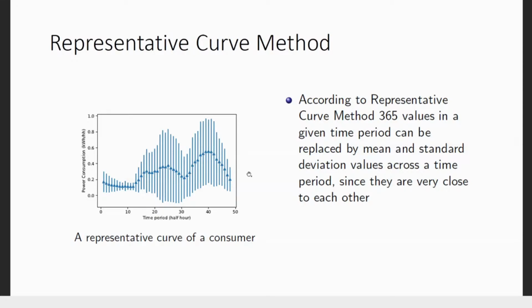That is possible. Okay. So that's what I've written here, that according to the representative curve method, the 365 values in the given time period can be replaced by either a mean or a standard deviation across a time period, since they are very close to each other. So what you may eventually find is that rather than showing these big lines for each customer, you can show it as a representative curve using these triangular dots that will signify the representative curve for a customer. So moving forward, we can work with this kind of data.